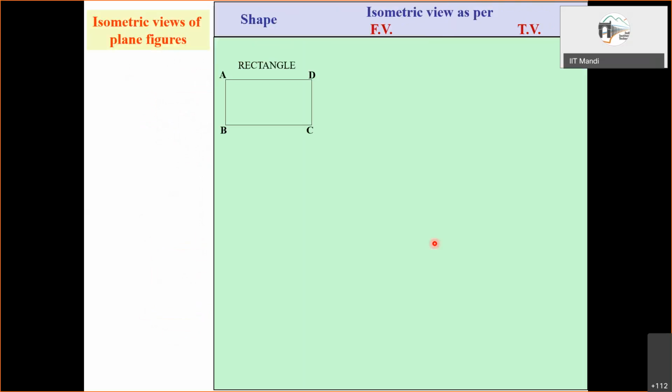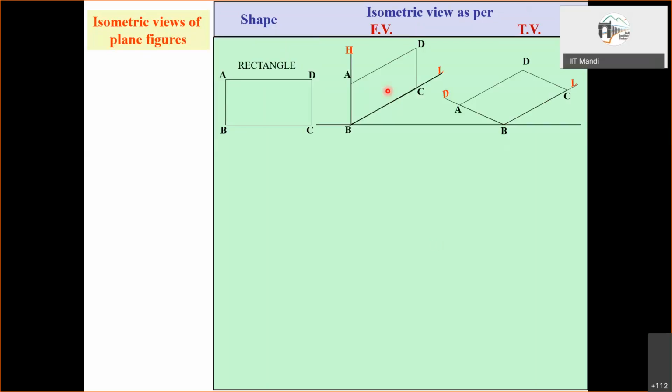So for this rectangle, if we consider the front view configuration, either AB or CB, one of these will be vertical and one will be inclined at 30 degrees. Of course here in general we may consider AB to be vertical. Okay, so when AB is kept vertical, then this is the configuration we opt for. Now when we consider the top view, this is what we obtain.